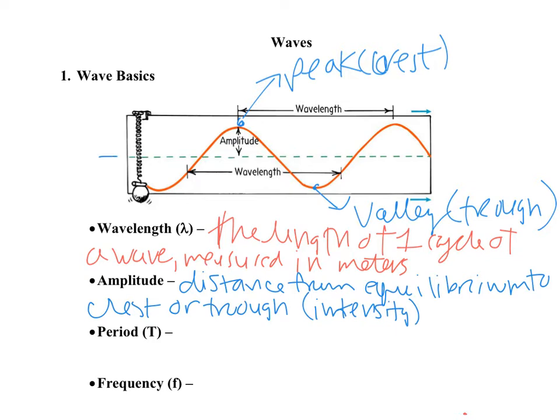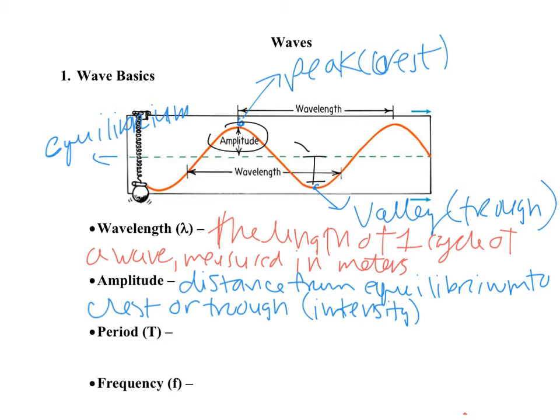Equilibrium is this dotted line right here. And all that means is that that's where the wave would be at rest. So if the wave was not moving, if it wasn't carrying energy, then it would just be straight along this line of equilibrium. So the amplitude would be the distance here. This is also considered an amplitude. So amplitude is here. Amplitude can also be here. So from the equilibrium to the peak or the equilibrium to the valley.